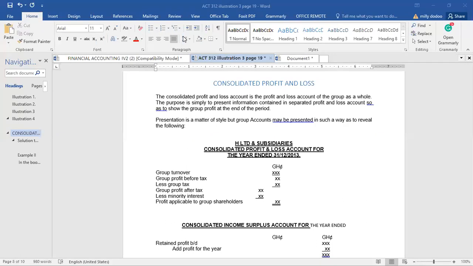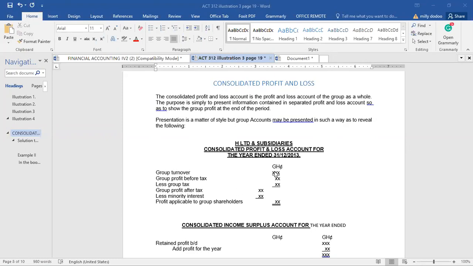But that does not mean that when they give you the two financial statements, you just add the two and then you say you have consolidated. There are certain principles that you follow. There are certain workings that you must do to establish certain figures before you do your consolidation. But in a nutshell, it is a line-by-line addition of the two financial statements.